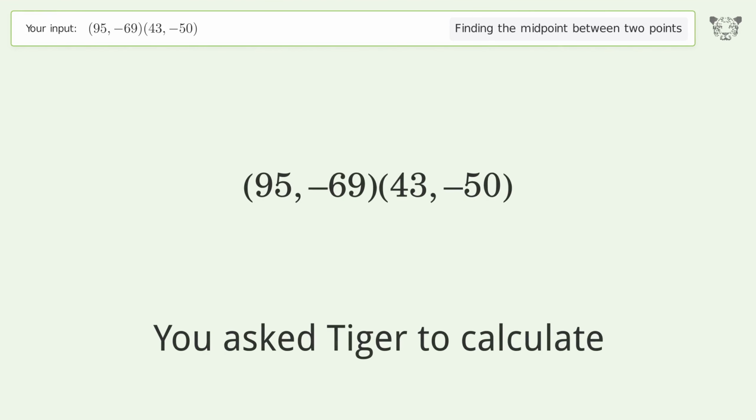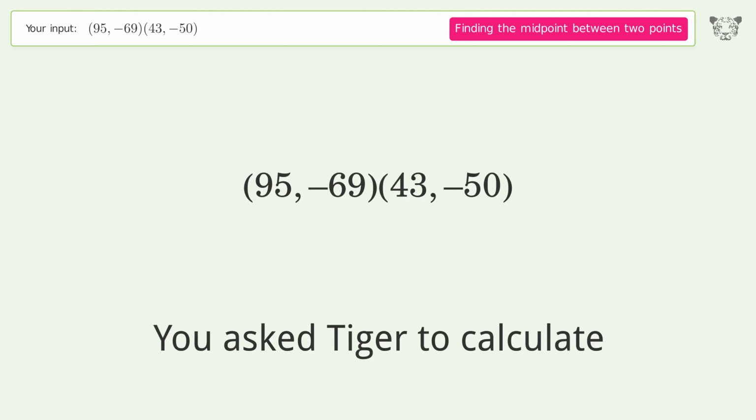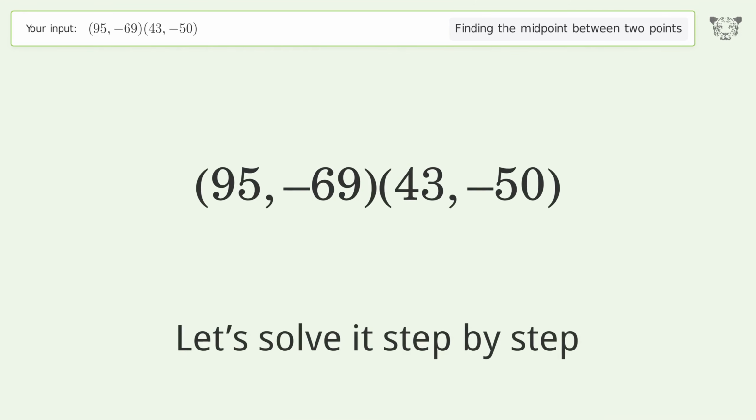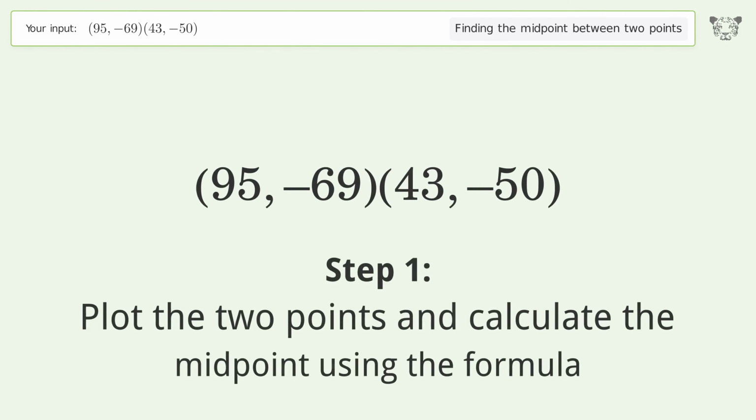You ask Tiger to calculate. This deals with finding the midpoint between 2 points. The midpoint between the 2 points is 69, negative 59.5. Let's solve it step by step. Plot the 2 points and calculate the midpoint using the formula.